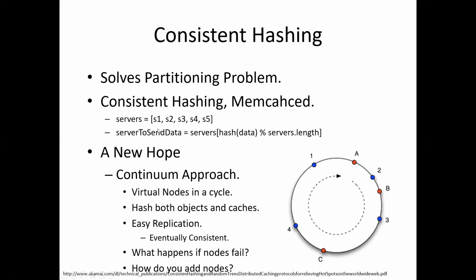So the continuum approach is that you use virtual nodes in a cycle, hash both objects and caches, with easy replication and eventual consistency. If a node fails, there is a probability that you can recover it back. You can also add new nodes into this particular system.